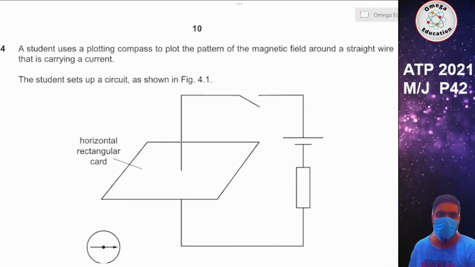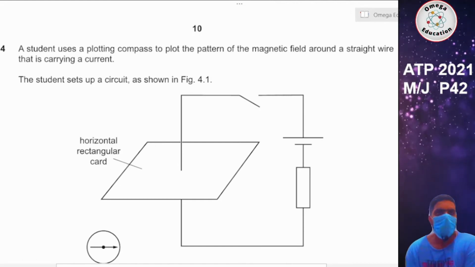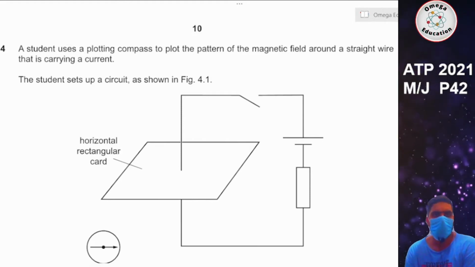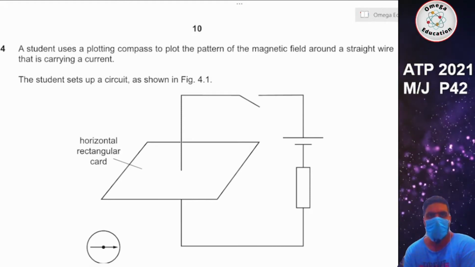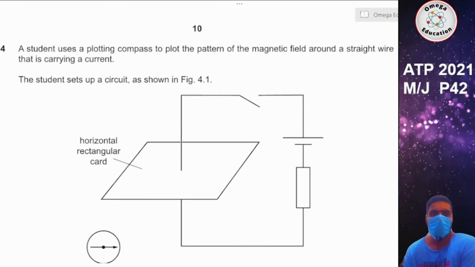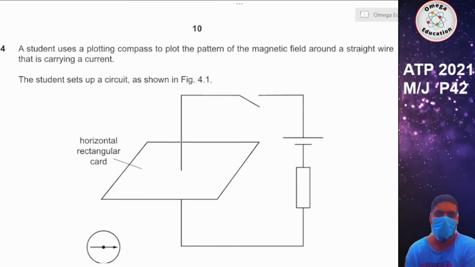That is question number 4. It reads, a student uses a plotting compass to plot the pattern of magnetic field around a straight wire that is carrying current. The student sets up a circuit as shown in figure 4.1.